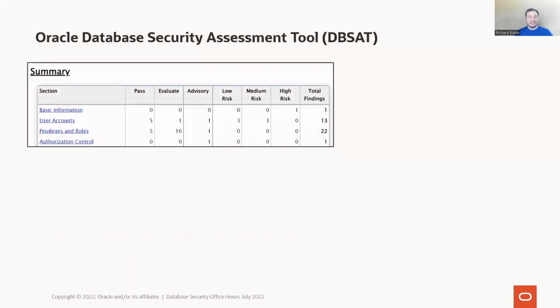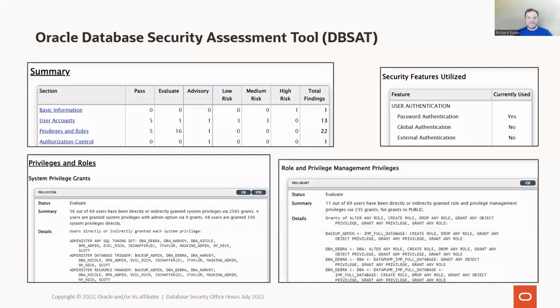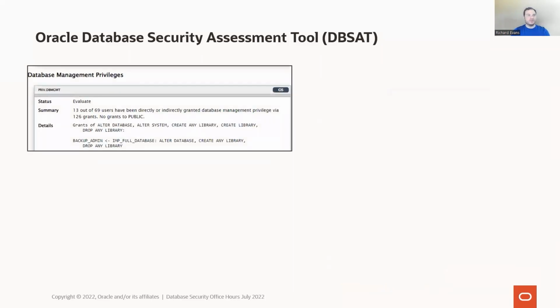Another tool is the DB security assessment tool. DBSAT gets better all the time. I really enjoy talking to Pedro, and every time I look at this, it's just got so many neat things. So we can see user accounts, privileges and roles, authorization controls. We can see security features utilized, so password authentication, global, external, roles and privileges. And then we can get into, 13 out of 69 users have been directly or indirectly granted database management privileges. And here's what they are, right?